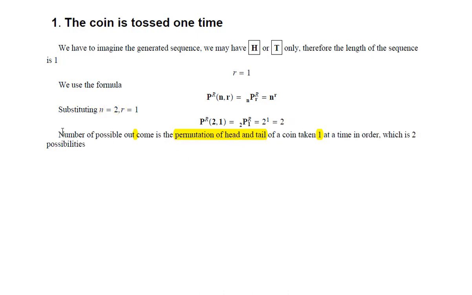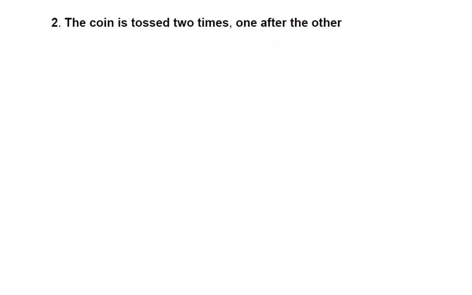So what is the number of possible outcomes? It is the permutation of head and tail of a coin taken one at a time and in order, which is 2 in this case. So possible outcomes are either head or tail. And let's move to the second question.